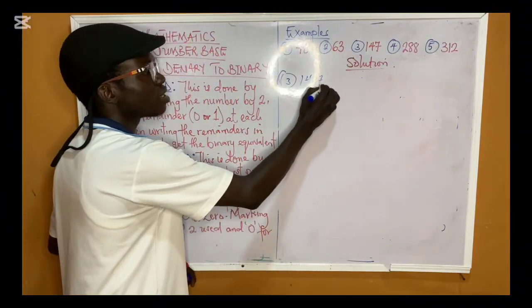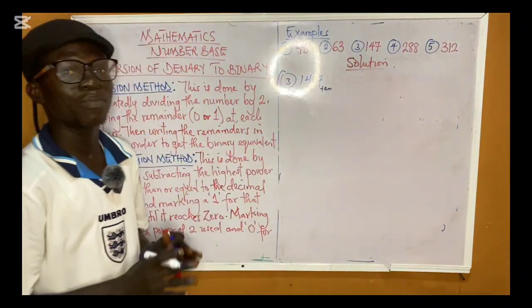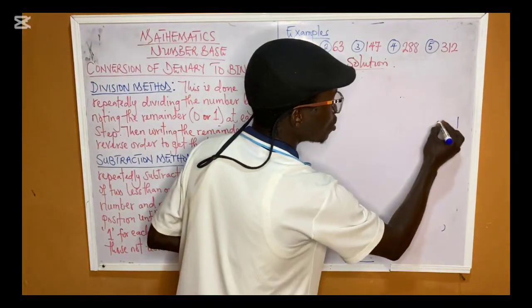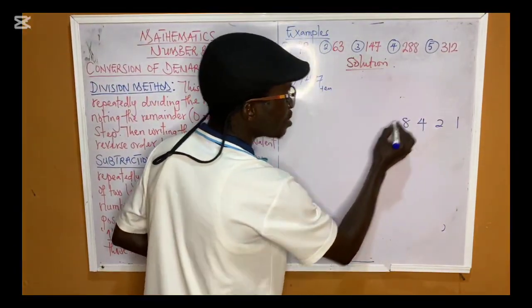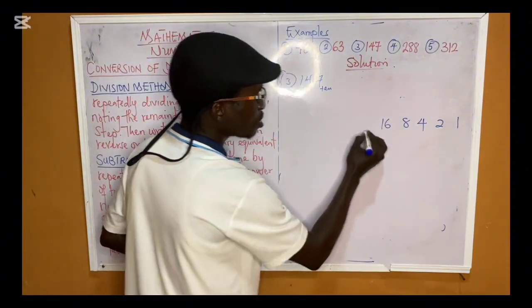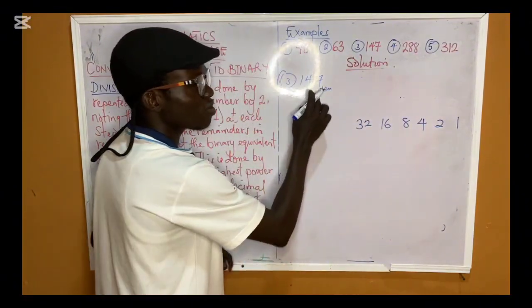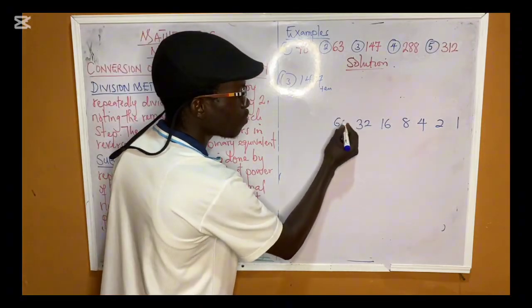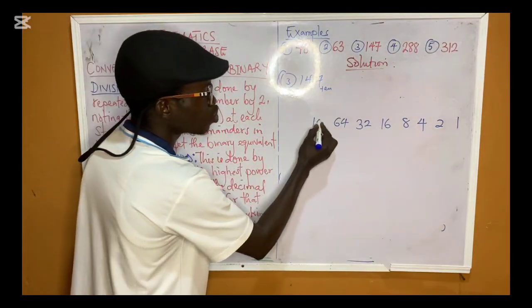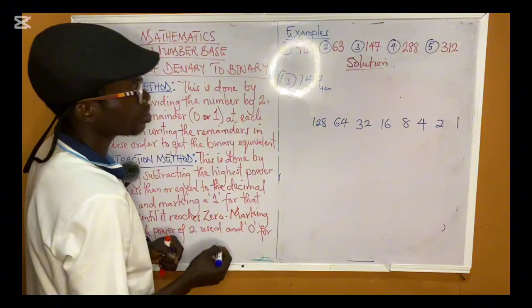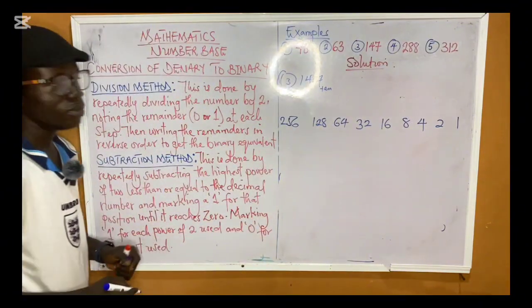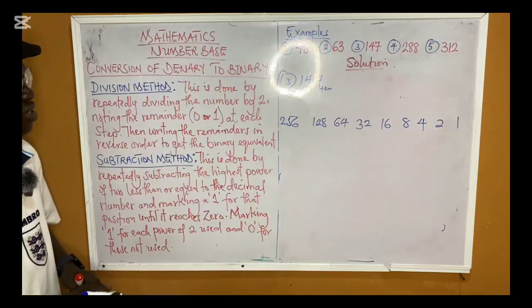147 base 10. Remember, we are going to write the powers of 2, isn't it? So, that is going to be 1, 2, 4, 8, 16, 32. Now, 147 is greater than 64. So, we are going to move further. This is going to be 64. This is going to be 128. And the next one will be 256.